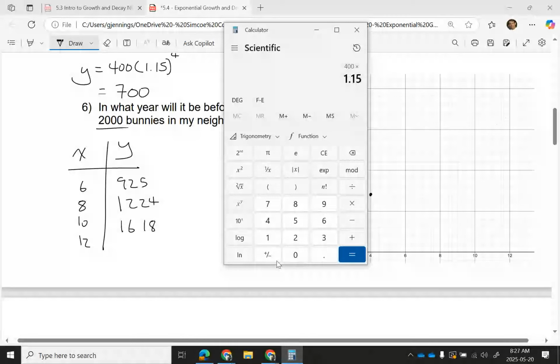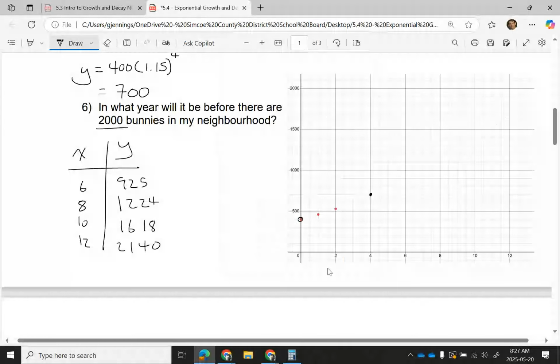There, we're past. Okay, so 2140. A lot of bunnies. We're going to be overrun. Okay, so 925, we're just going to go put that on there. That's a little bit higher than 900. Year 8 was 1224. That's a little bit higher than 1200. 1618, that's ever so slightly higher than 1600. And year 12 was 2140, that's up there.